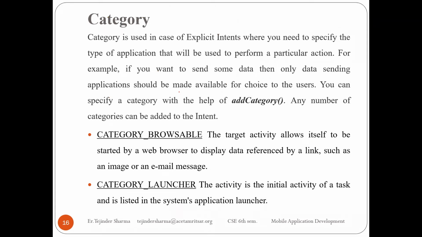Categories are used in case of explicit intents when you specify the type of the operation which will be performed by a particular activity or a type of application. For example, if you want to send the data from one app to another, then only data sending apps should be made available for the choice of users.